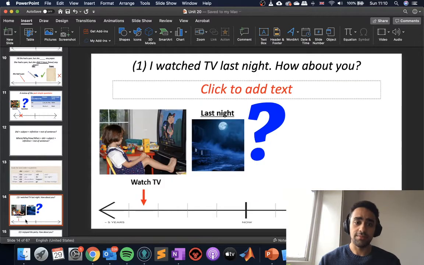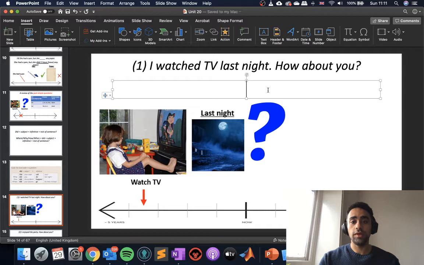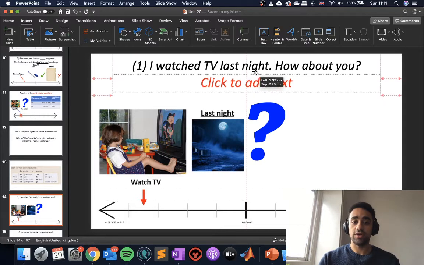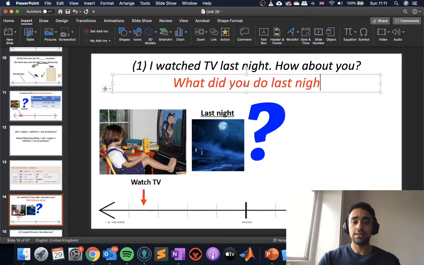So let's have a couple of examples. I watched TV last night. How about you? So we want to ask the other person if they watched TV as well. We can ask what happened, what did they do, or did they watch TV? So we can have a couple of questions here. We can say, what did you do last night? Here we have two versions of do. We have our infinitive do because it's our main verb, and then we use did because we're asking a question. So you can have this, did you do?